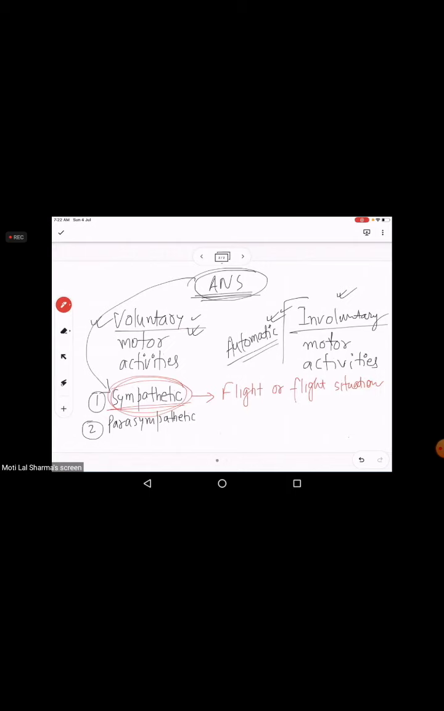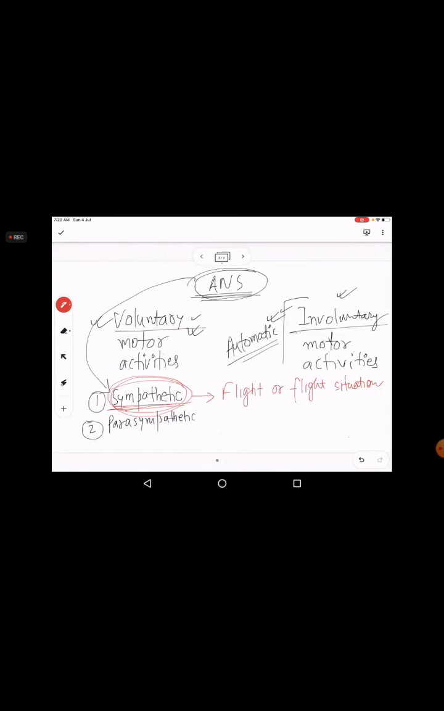These hormones are released from the adrenal medulla when it is stimulated by the sympathetic nervous system. So the sympathetic nervous system stimulates your adrenal medulla. Then the adrenal medulla secretes adrenaline and noradrenaline, and these hormones prepare you for fight or flight situations. We discussed a lot about that, so we are not going to discuss it here.